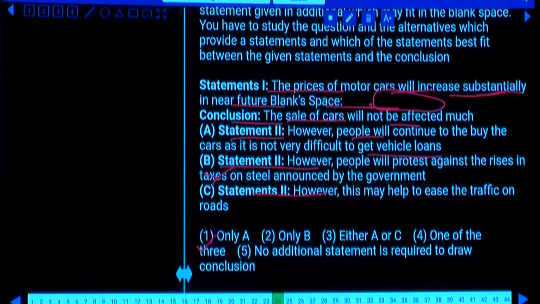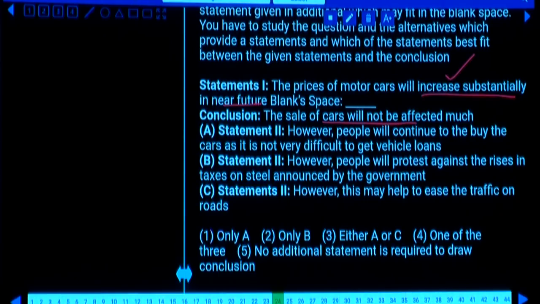Then question number 24. Now in this 24, what is given? The prices of motor cars will increase substantially in the near future. This is the statement, followed by a blank space. What is the final conclusion here? The sale of cars will not be affected much, though there will be a greater increase in the prices.